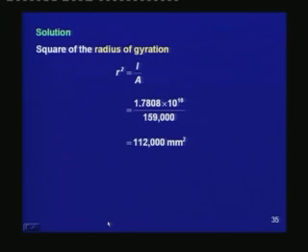Square of the radius of gyration, r square, is equal to I by A, and when we substitute the values of I and A, we find r square is equal to 112,000 millimeter square.